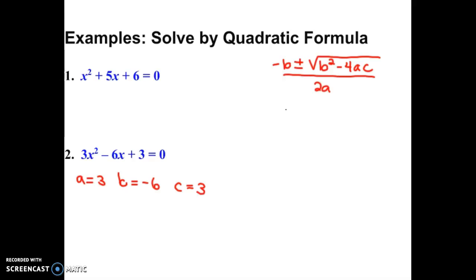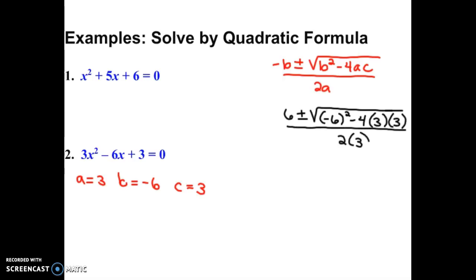So negative b should be positive 6, plus or minus the square root of b squared minus 4. We know a is 3 and c is 3, all over 2a. Okay? So on this problem, again, I have a 6 out front, a plus or minus, and if you multiply the bottom two numbers, you also get a 6. I'm going to go ahead and figure out what number really goes underneath the radical.